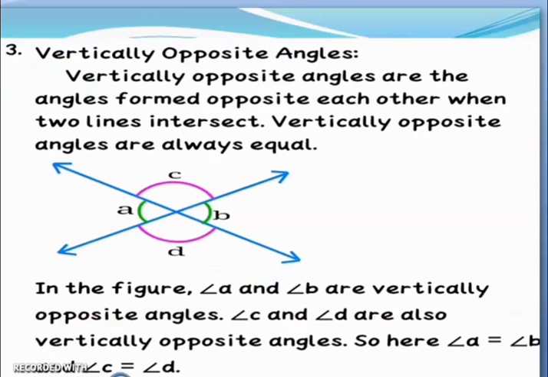After this, we should understand what vertically opposite angles are. Vertically opposite angles are the angles formed opposite each other when two lines intersect. Here these are two lines, these intersect at this point, and four angles have been formed: angle A, angle B, angle C and angle D. These angles have been formed opposite to each other, that is, angle A is opposite to B and angle C is opposite to D. So these vertically opposite angles are always equal, that is, angle A is equal to B and angle C is equal to angle D.